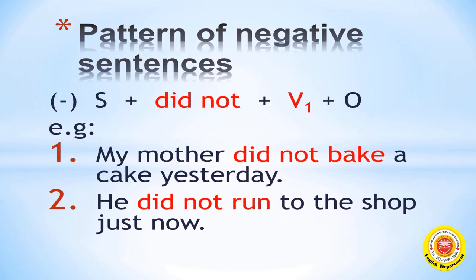Pattern of negative sentences. In negative sentences, we add did not after the subject and change the verb 2 into verb 1. For example, my mother did not bake a cake yesterday. 2. He did not run to the shop just now. Perhatikan polanya, subject plus did not plus verb 1. Perhatikan di sini harus kembali ke verb 1. Did not bake. Ya, yang number 2 itu he did not run. Back to verb 1. Jangan lagi bentuk verb 2.